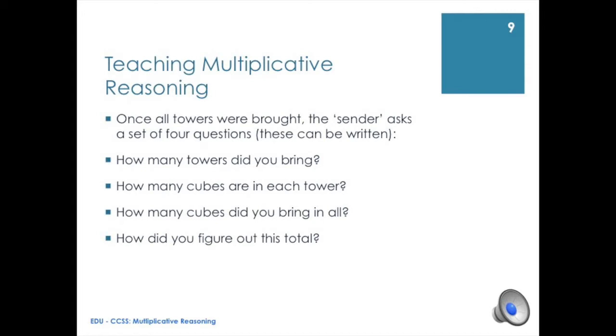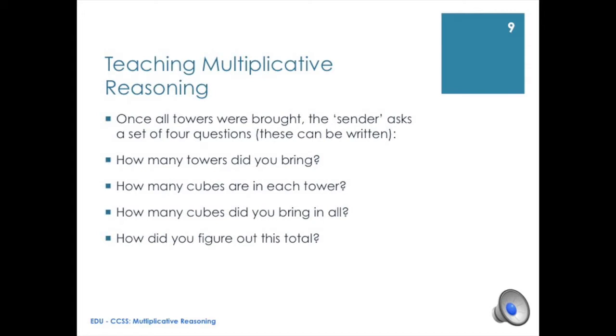So the number of towers becomes a quantity. The number of cubes in each tower becomes a quantity. And the total number of cubes is a quantity itself. So what's crucial is that in this one task, in this one activity, you have these 3 distinct units or quantities that the students are starting to coordinate.